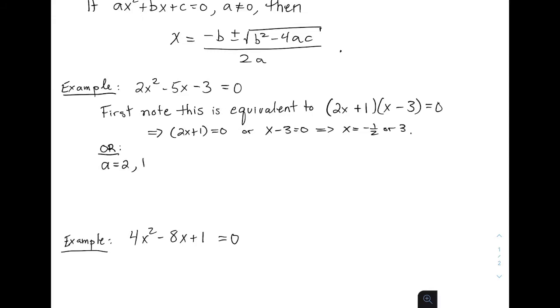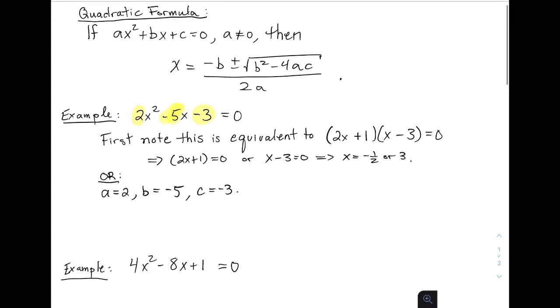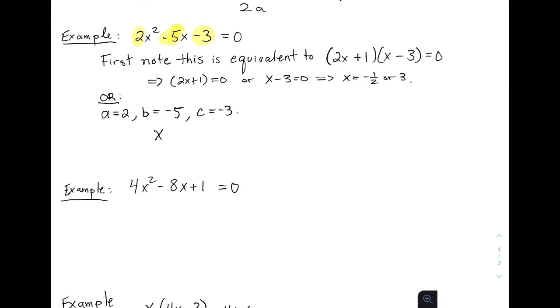So in this case, a is 2, b is negative 5, and c is negative 3. So x is equal to the opposite of b plus or minus the square root of b squared minus 4ac all over 2a. And now we just simplify this.